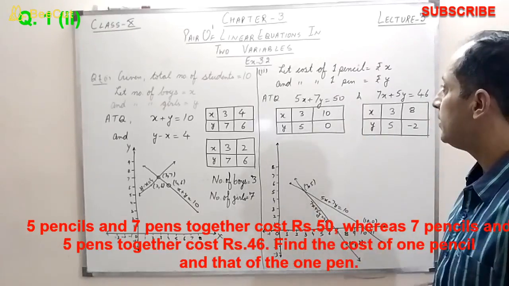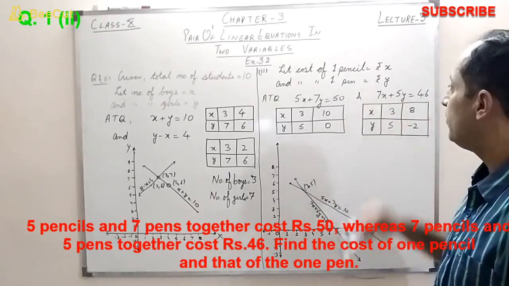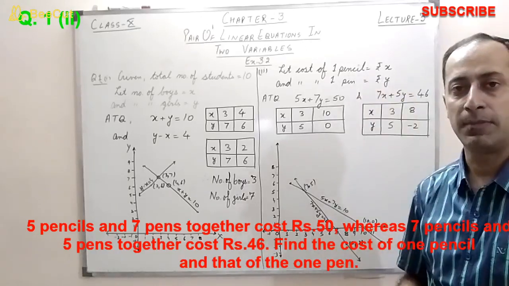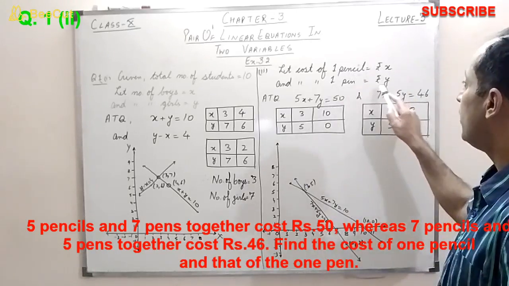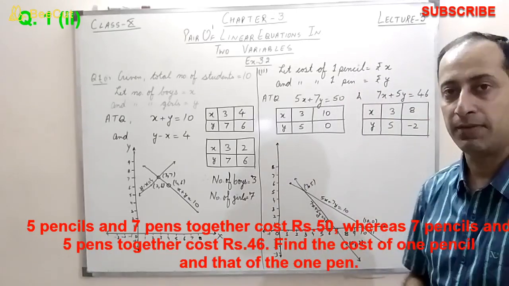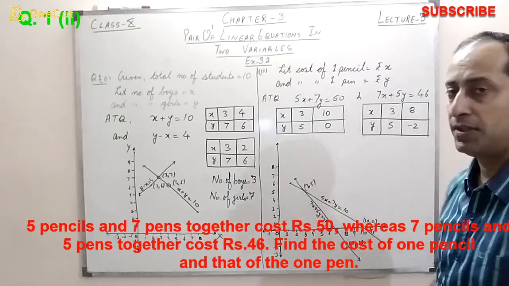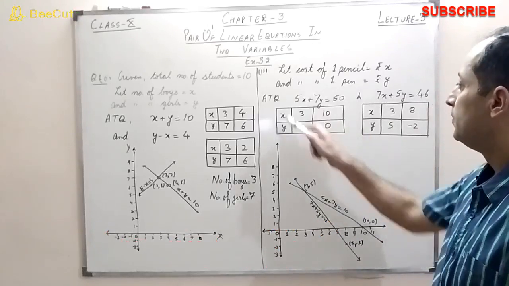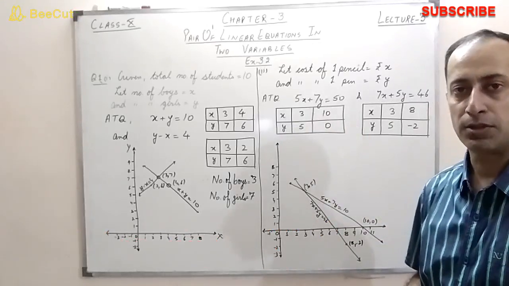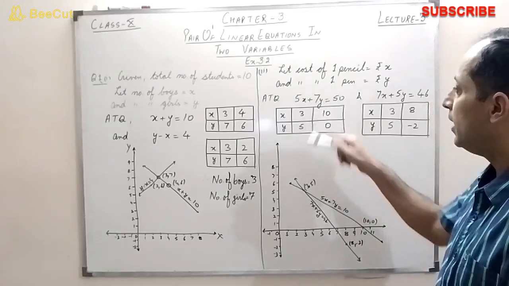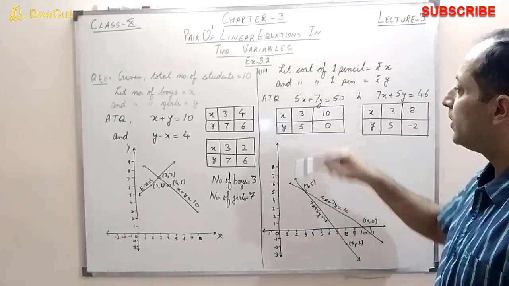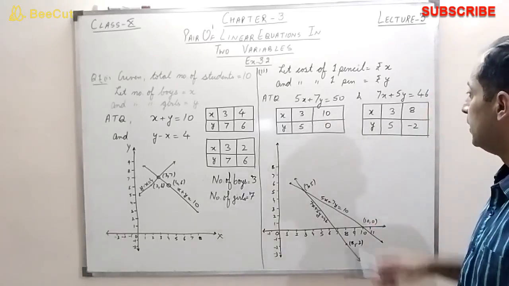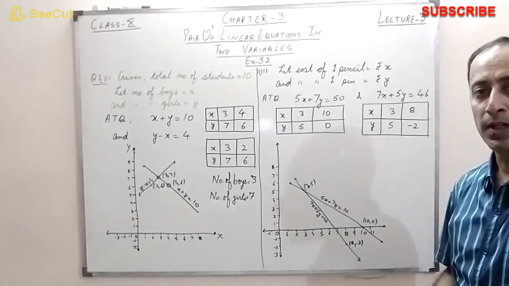Similarly, for the second one, the cost of 7 pencils and 5 pens is 46. Cost of 1 pencil is x, so the cost of 7 pencils will be 7x. Similarly, the cost of 1 pen is y, so the cost of 5 pens will be 5y. Adding these two, we get the second equation 7x plus 5y equals 46. Now we have to find minimum two solutions. The first one is 3, 5 and the other one is 10, 0. Similarly, for the second equation, 3, 5 and 8, minus 2.